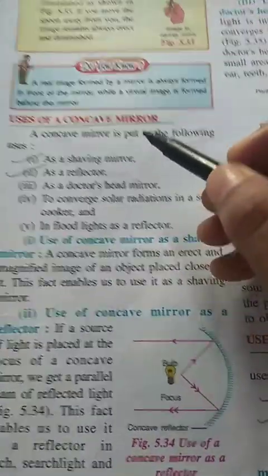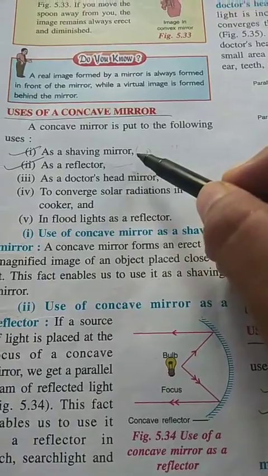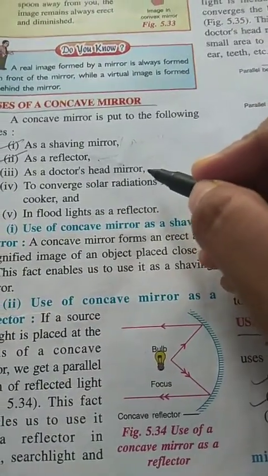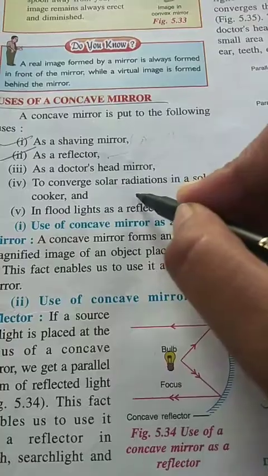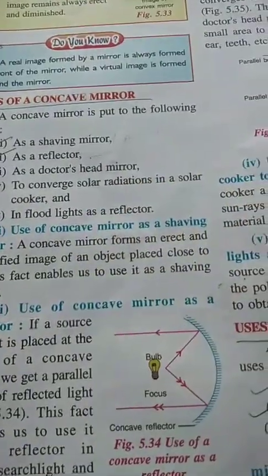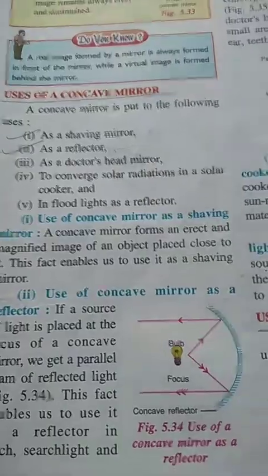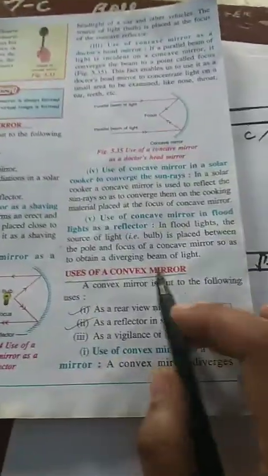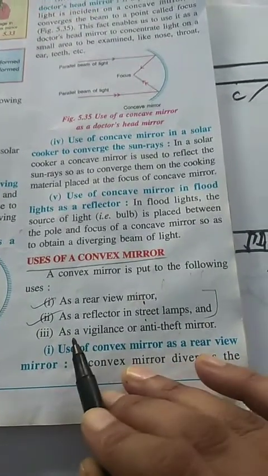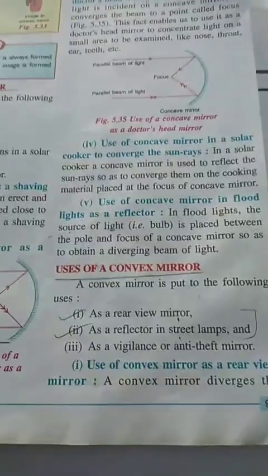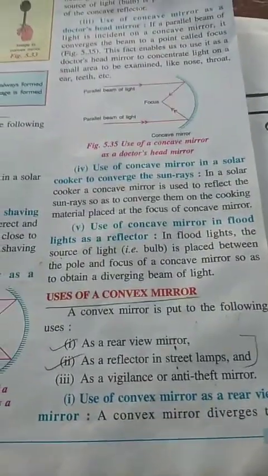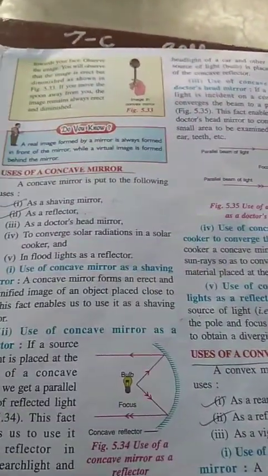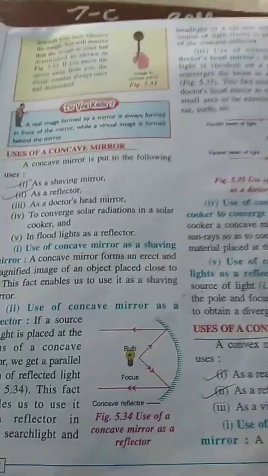Now the use of concave mirror is as a shaving mirror, as a reflector, as a doctor's head mirror, and to converge solar radiation in a solar cooker, and in floodlights as a reflector. And the use of convex mirror is as a rear view mirror, as a reflector in street lamps, as a vigilance or anti-theft mirror. So these are the uses of concave and convex mirror. With this we are finishing our chapter.